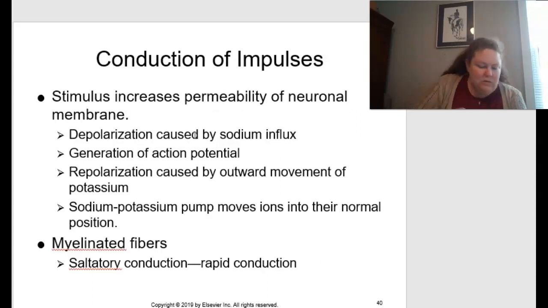So what about the conduction of impulses? This is on page 334. So the stimulus is going to increase the permeability of the neuronal membrane. It can be depolarized by a sodium influx, and then we have the generation or the start of an action potential, and then it's repolarized, and this is going to be caused by an outward movement of potassium, and then the sodium-potassium pump moves ions into the normal position. What does this mean?